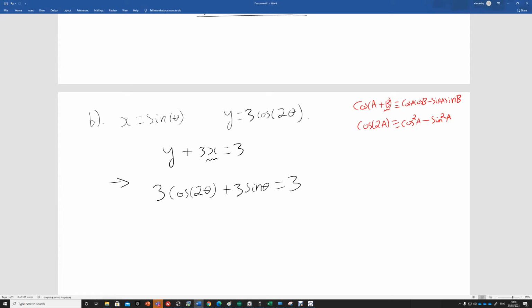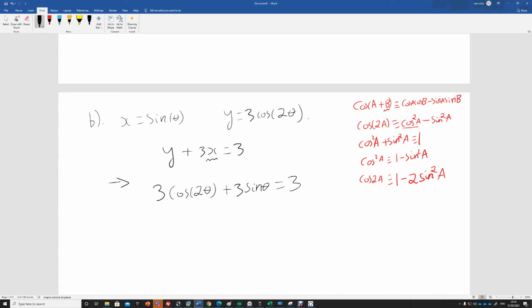And also remember, cos squared A plus sine squared A is equivalent to 1. So that means that cos squared A is equivalent to 1 minus sine squared A. So cos of 2A is equivalent to, I can just replace the cos squared with 1 minus sine squared, 1 minus 2 sine squared A. So that will help us now solve this equation.